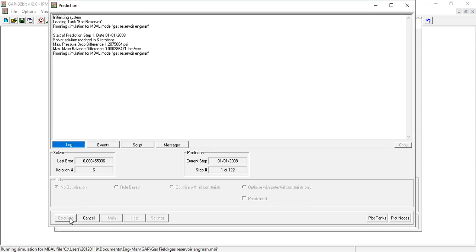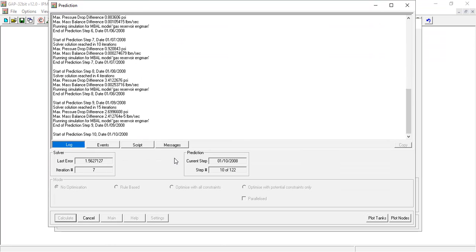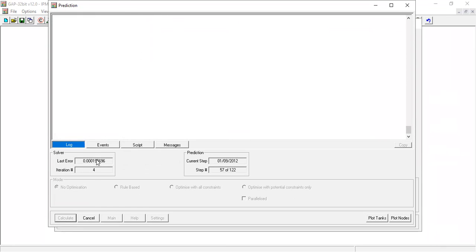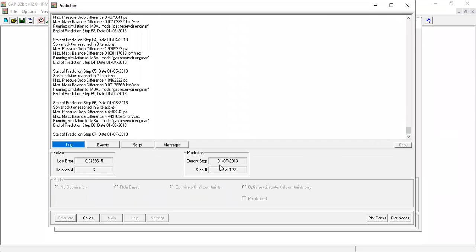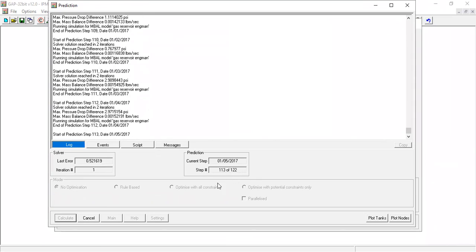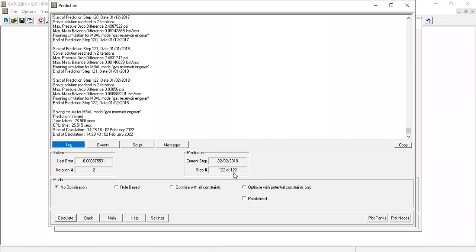Okay, so calculate. You can see the GAP will run the EMBAL, and the GAP will also run the PROSPER, and the calculation happens. You can see the error, the number of iterations, and the step. We are now in 2014, and the step maximum is 122. Okay, so it's already done. It's quite fast.